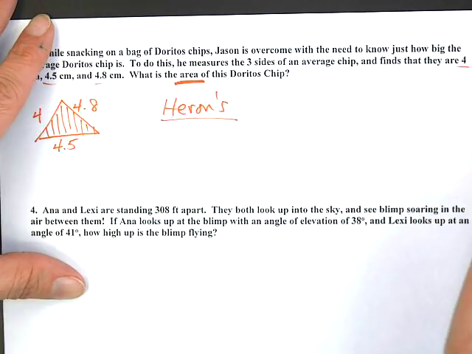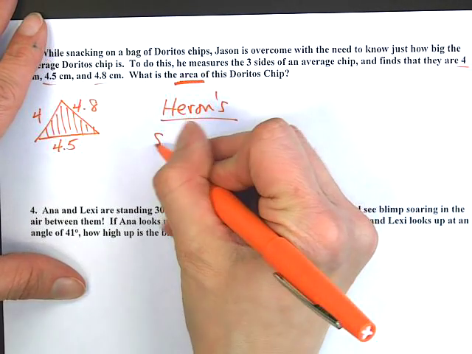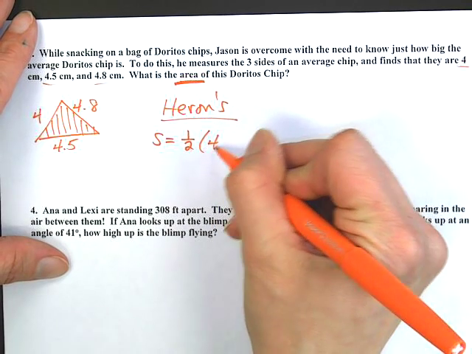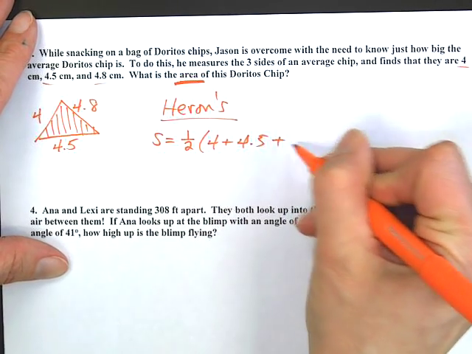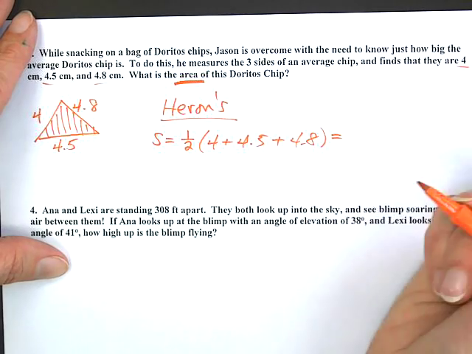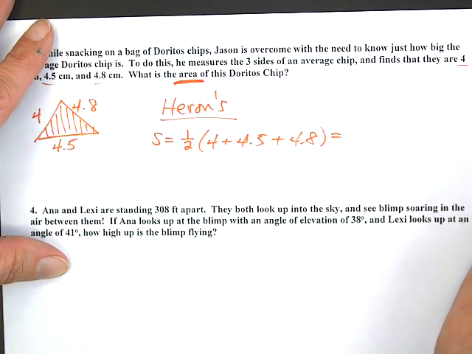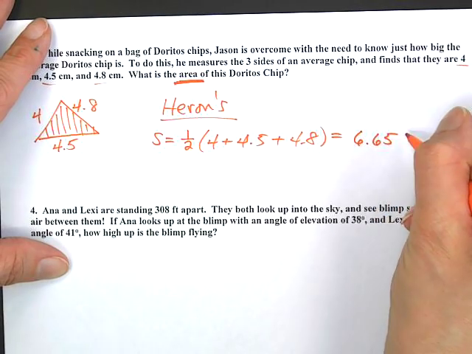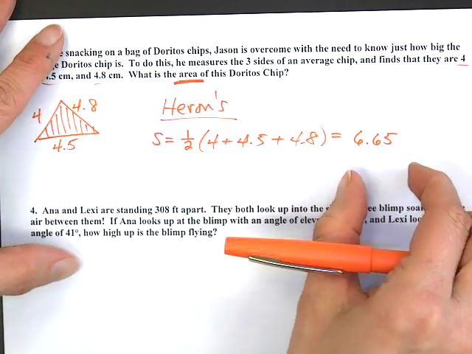Heron's formula. To do Heron's, the first thing you have to do is the semi-perimeter. So we've got semi, and then the sum of the sides. Pause the video, go ahead, find it. All right, are you back with the answer? Did you get 6.65? Don't chop any of that off, keep that whole.